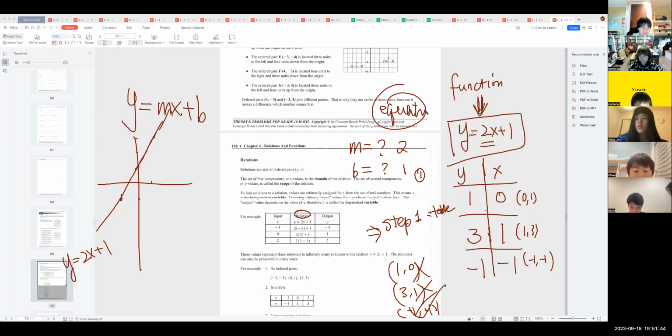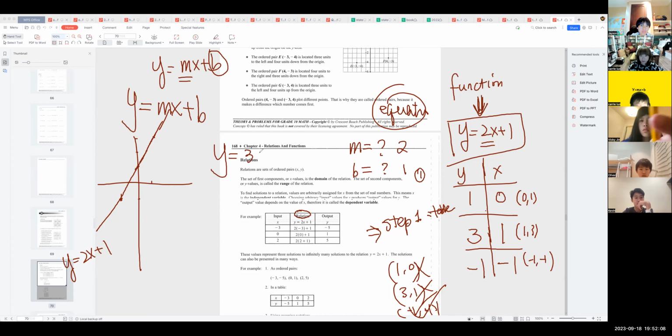Understand, Kevin? Now let's discuss mx plus b. What does this m represent? What does the b represent? Before we do that, I want to give you more examples, because then you can find out yourself. It's better than me telling you. So I give you another function: y equals 3x plus 2.